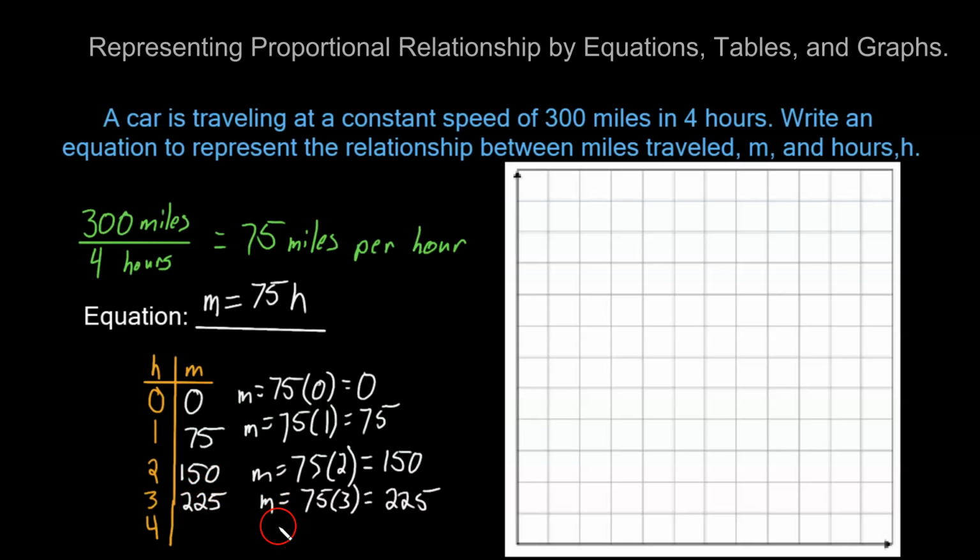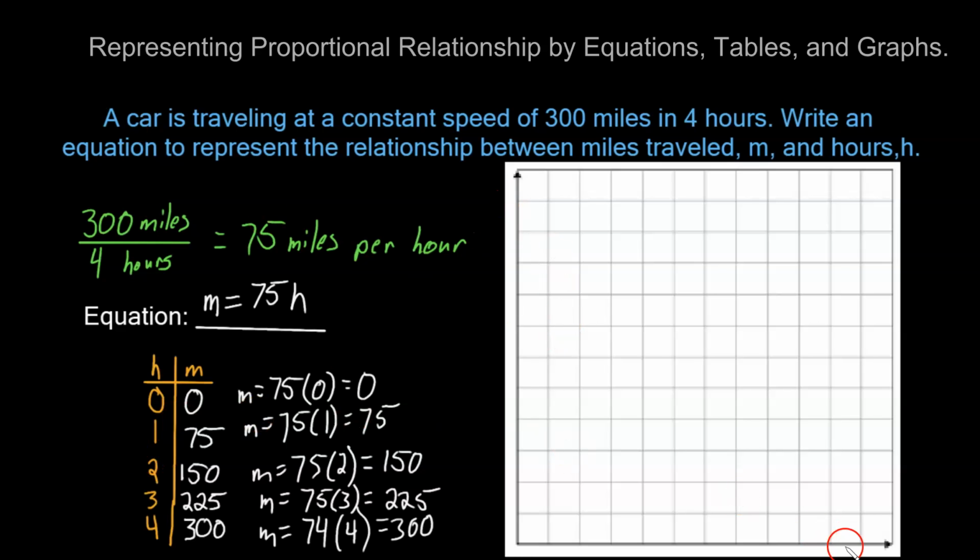We could plug in our value when h is equal to 4, but we already know that at 4 hours it traveled 300 miles, so we technically don't need to do this, but we'll do it anyways. So we know that m is equal to 300 when h is equal to 4. Now we get to graph this table.